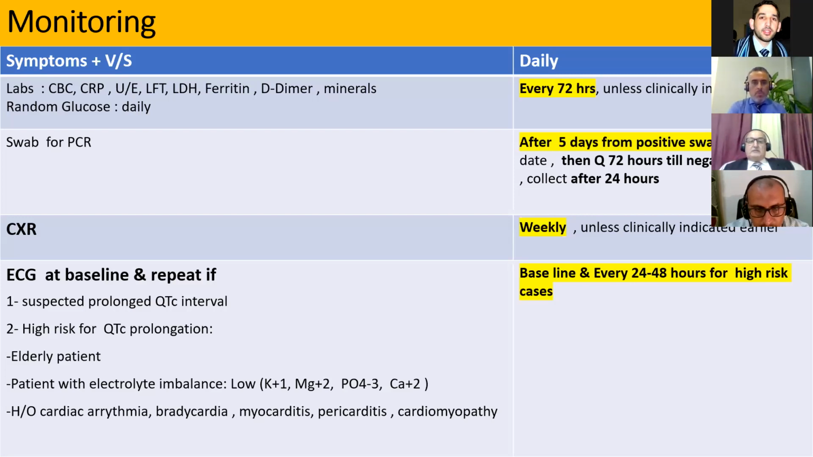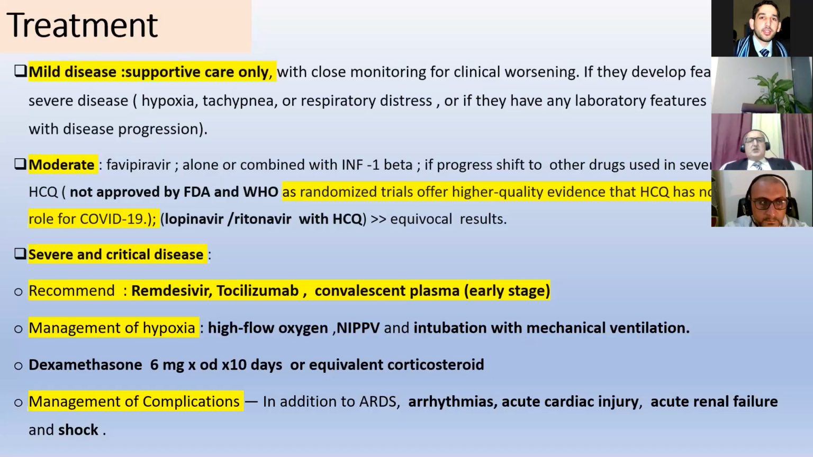ECG should be done initially and should be repeated, especially for elderly patients and those at high risk with electrolyte imbalance, those with cardiac arrhythmias, and those who have a past history of ischemic heart disease, cardiomyopathies, and heart failure. So for the treatment, mild disease, only symptomatic treatment.